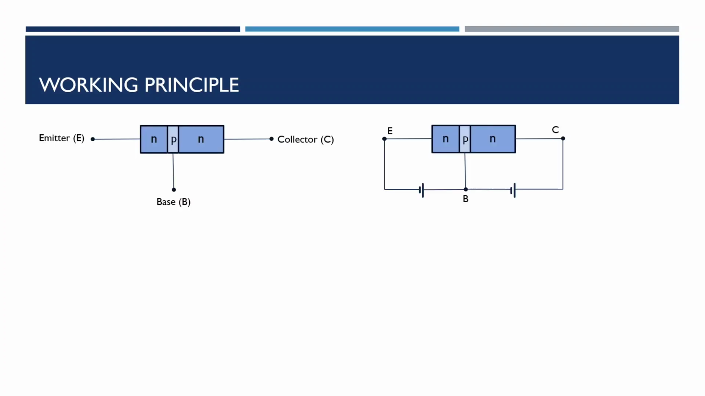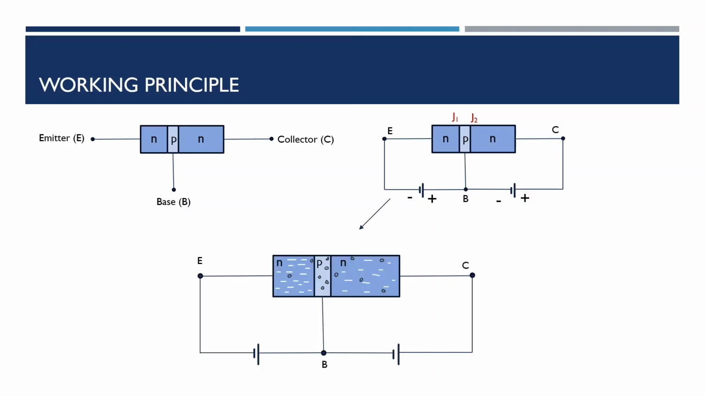Now, as you can see here, junction 1 and junction 2. Junction 1 has been forward biased because the P side has been connected to the positive terminal and the N side has been connected to the negative terminal, and junction 2 has been reverse biased as the P side has been connected to the negative terminal and the N side has been connected to the positive terminal.